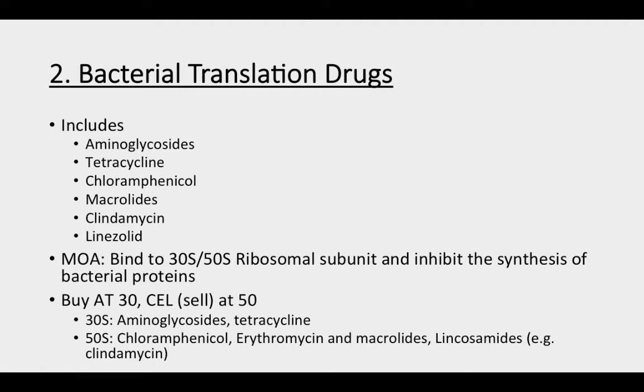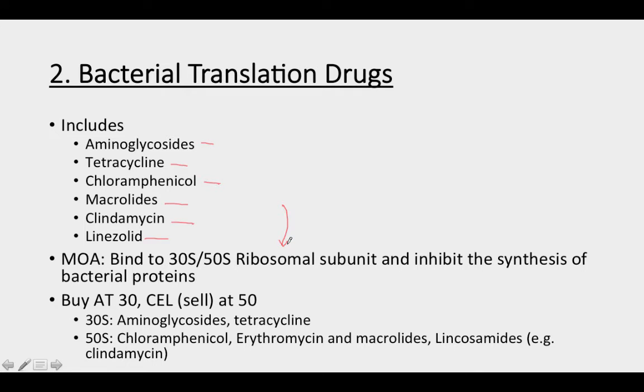Right, so today we're going to be talking about the drugs that inhibit bacterial translation. And this is quite a large group of drugs, actually. It includes, as you can see, the aminoglycosides, the tetracyclines, chloramphenicol, macrolides, clindamycin, and linezolid. Now, in terms of their mechanism of action, again, you can break them down into a common mechanism of action. And we're going to just talk about this definition down here in a second.